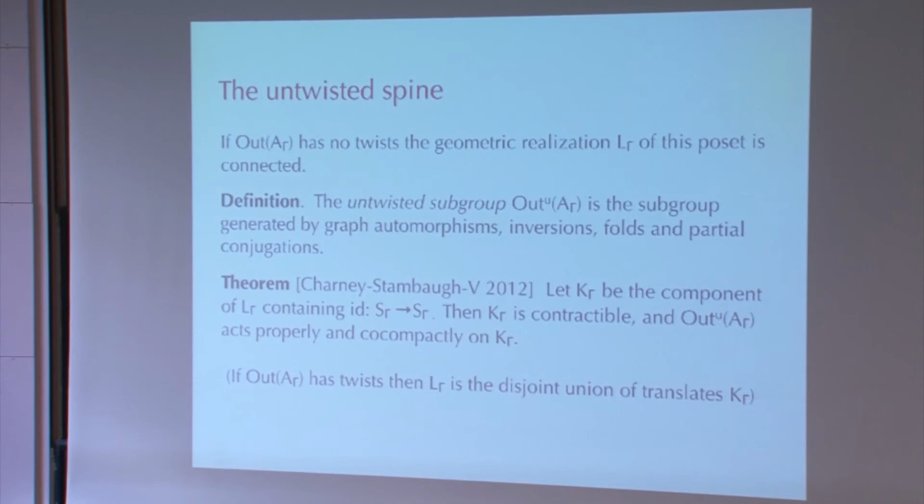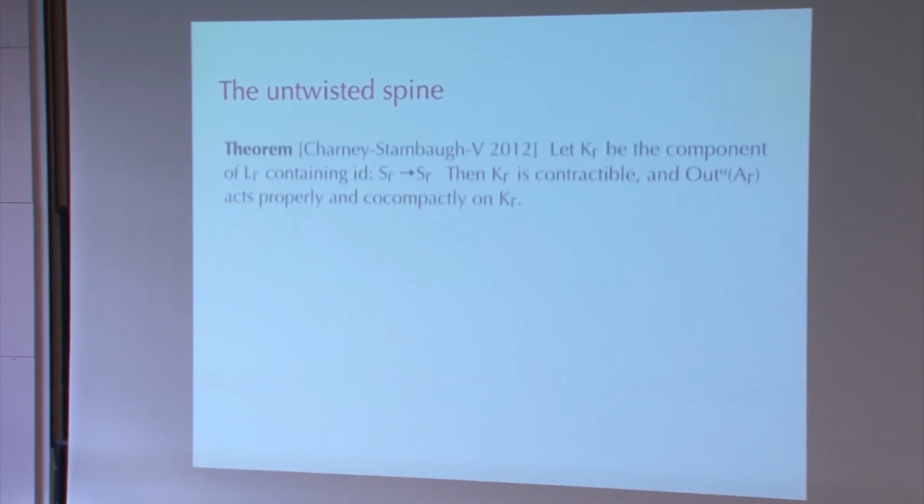If I have twists in my outer automorphism group, then I get a disjoint union of translates of this contractible thing.